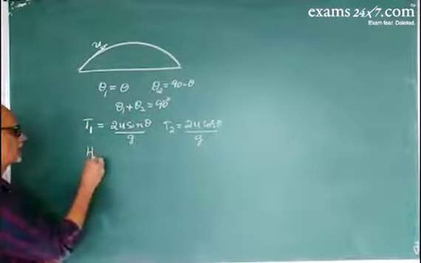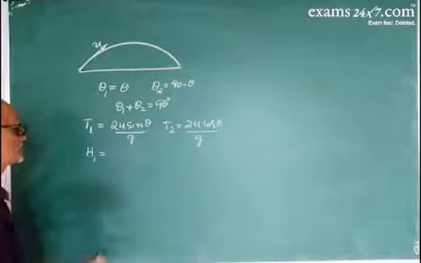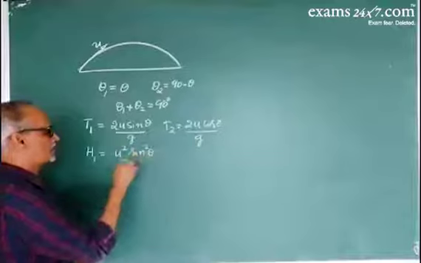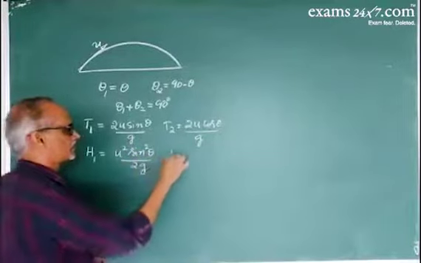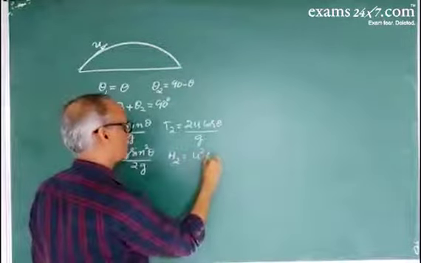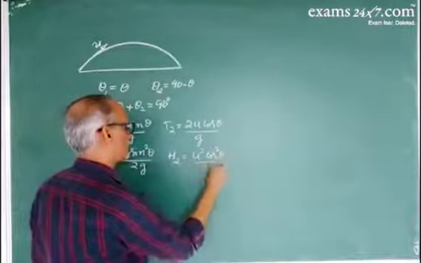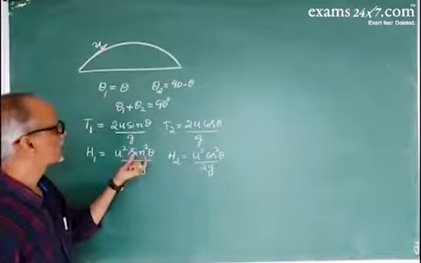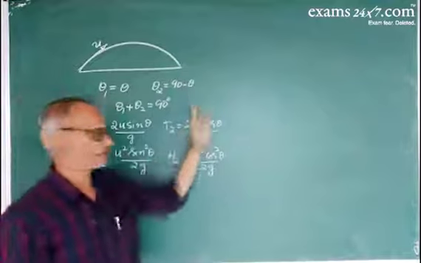The maximum height reached by the first projectile is h1 is equal to u square sine square theta by 2g. And for the second projectile, h2 is equal to u square cos square theta by 2g, because for the second, it is sine of 90 minus theta, which becomes cos.